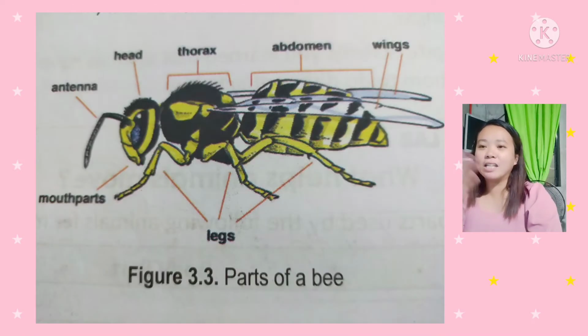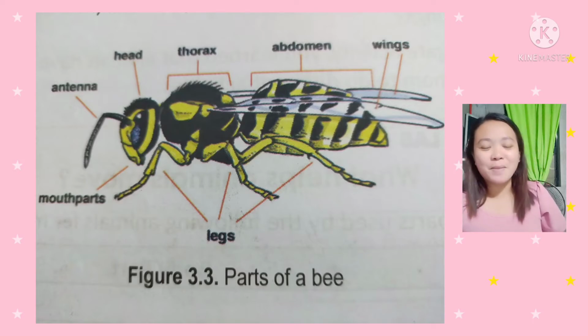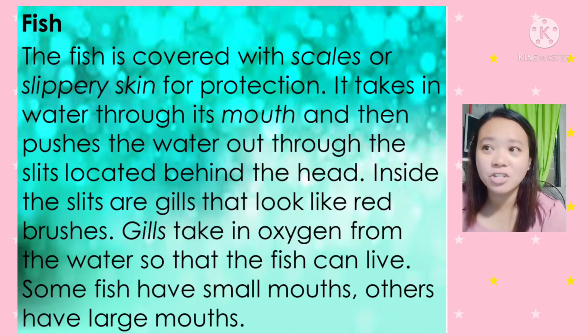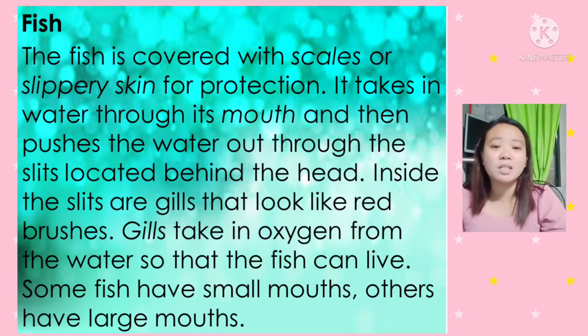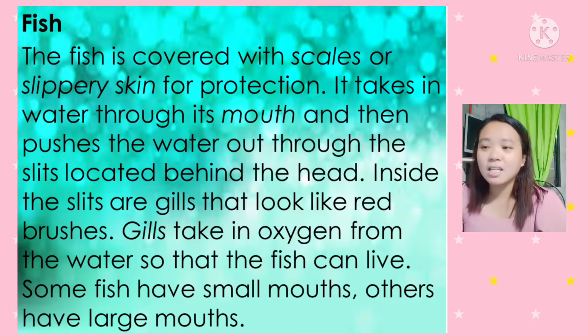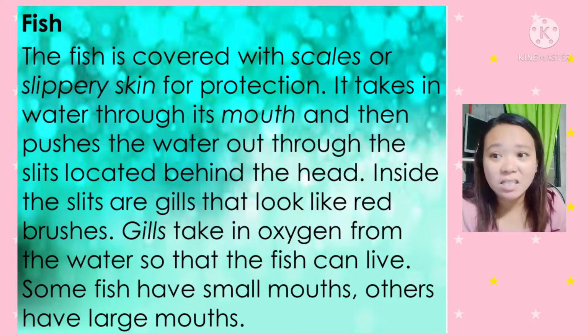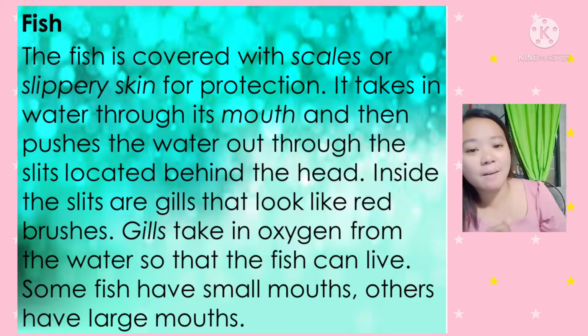Now let's take a look again at the picture of the insect here. Now let's proceed to the fish. The fish is covered with scales or slippery skin for protection. It takes in water through its mouth and then pushes the water out through the slits located behind its head. Inside the slits are the gills that look like red brushes. And gills take in oxygen from the water so that the fish can live.